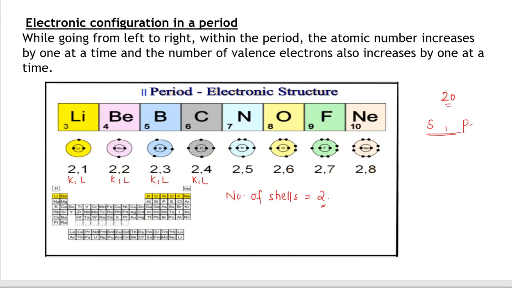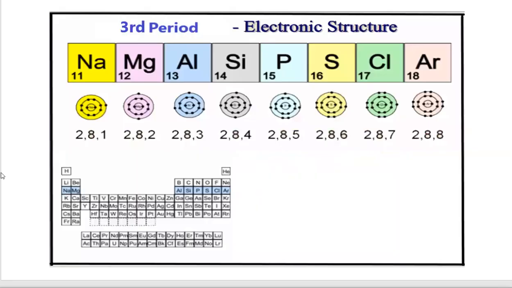Now let us take period 1. First period: hydrogen and helium. Hydrogen atomic number 1, electronic configuration 1. Helium atomic number 2, electronic configuration 2. The first shell, K shell, can accommodate a maximum of 2 electrons. Here the number of shells is 1. Which period do they belong to? First period. Lithium and beryllium belong to group 2 elements with number of shells 2.